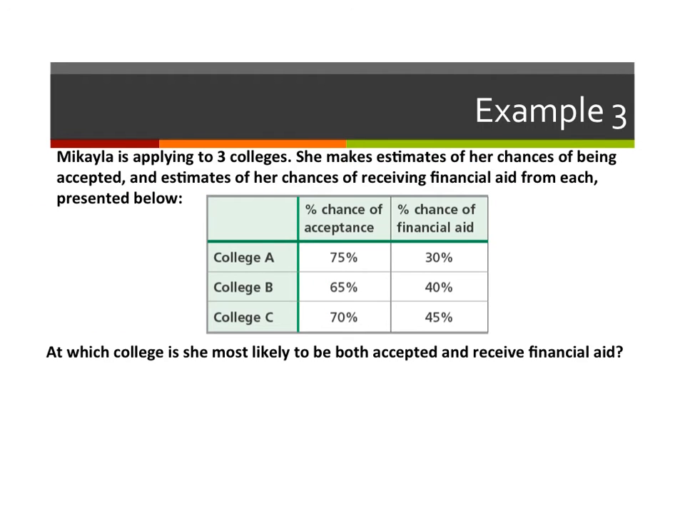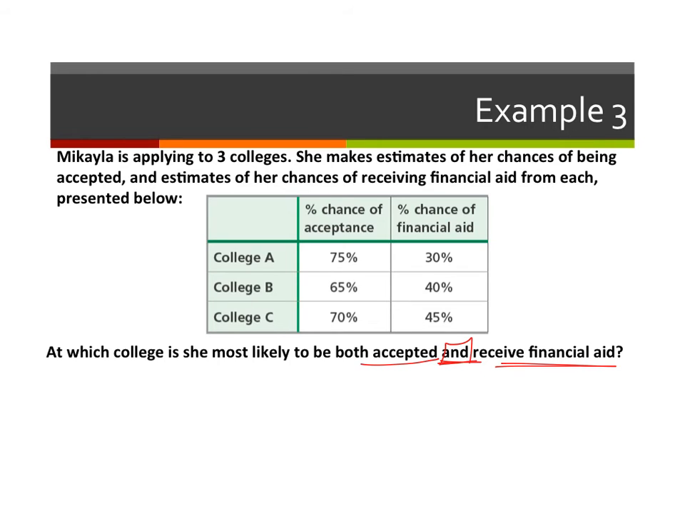Okay, example 3. Michaela is applying to 3 colleges. She makes estimates of her chances of being accepted and estimates her chances of receiving financial aid from each, presented below. At which college is she most likely to be both accepted and receive financial aid? Keep in mind that this is an "and" situation, which means we'll end up multiplying our 2 chances together.